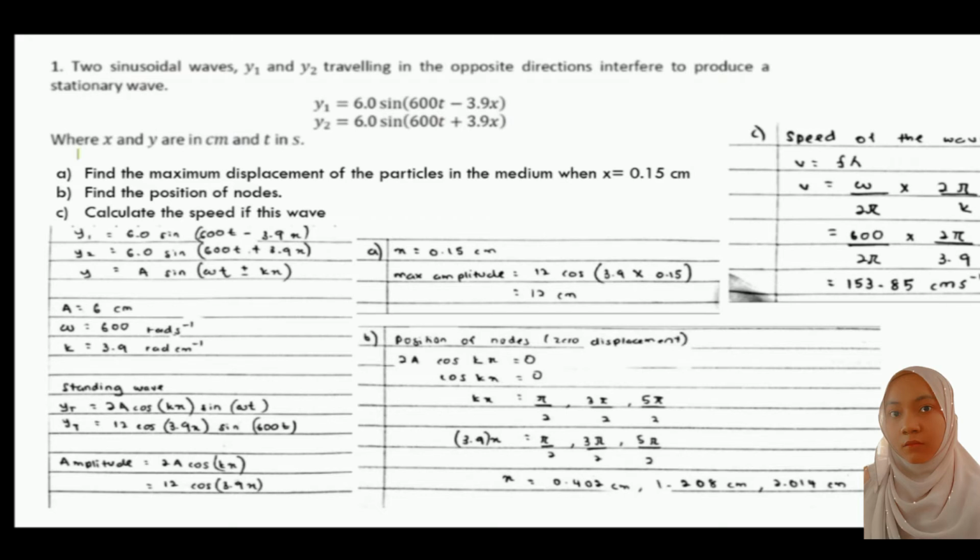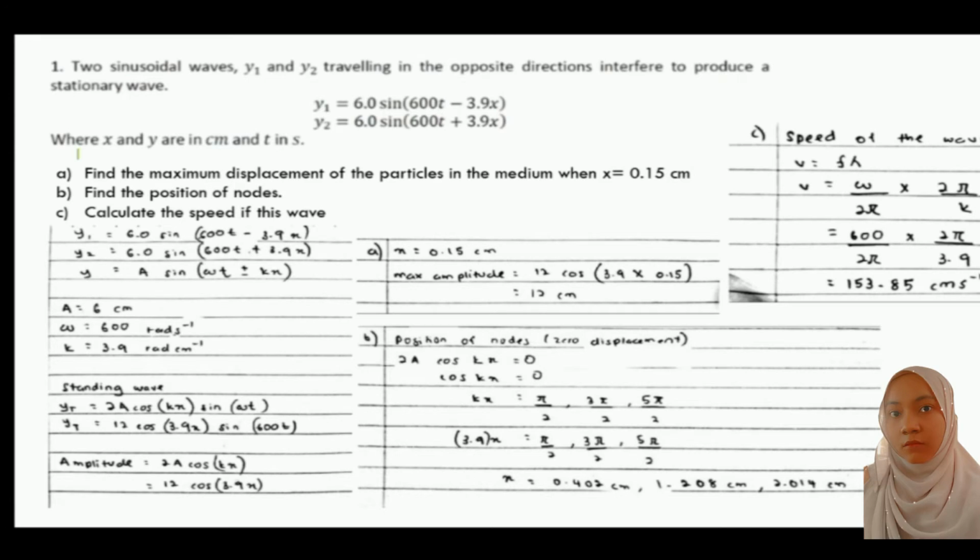For part A, it wants the maximum amplitude. We know the formula for amplitude is 2a cos kx. So we substitute the values we have into this formula and get 12 cos 3.9x. Then it says when x equals 0.15, so we substitute 0.15 into the formula, and we get the maximum amplitude of 12 cm.